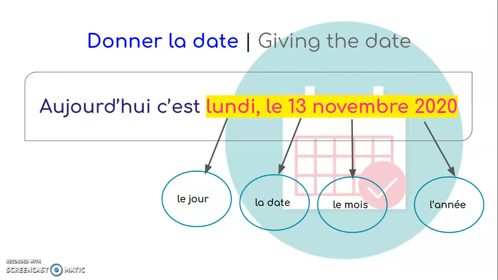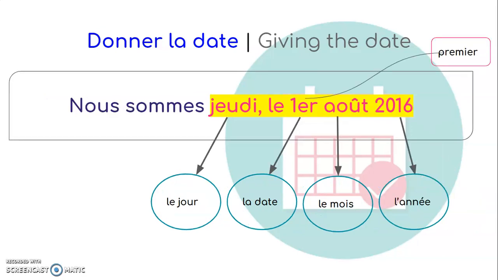So once more, let's say it together. Aujourd'hui, c'est lundi, le 13 novembre 2020. Today is Monday, the 13th of November 2020. Let's look at a second example using the second form we looked at. Nous sommes jeudi. The day is Thursday. Le premier, wait, there's something different here.